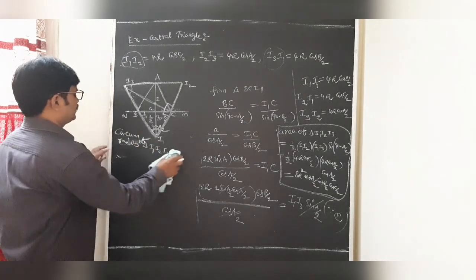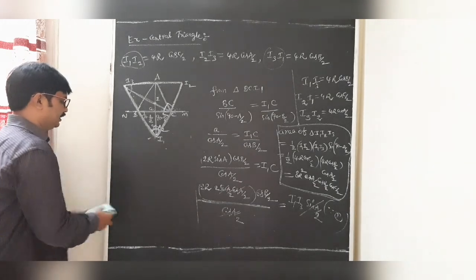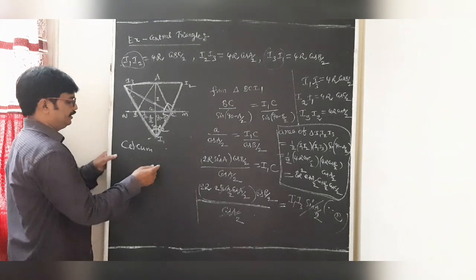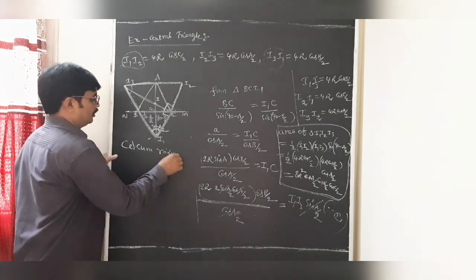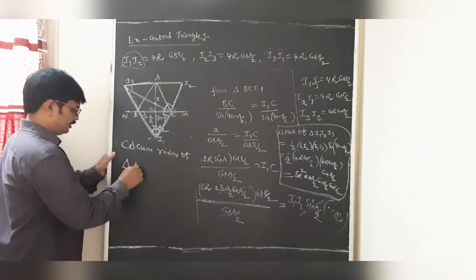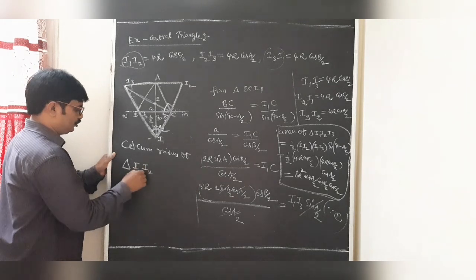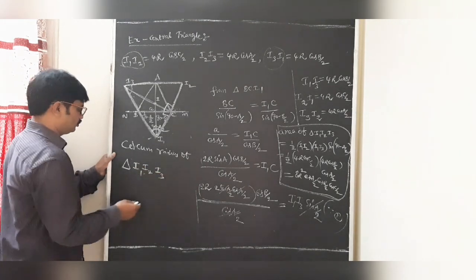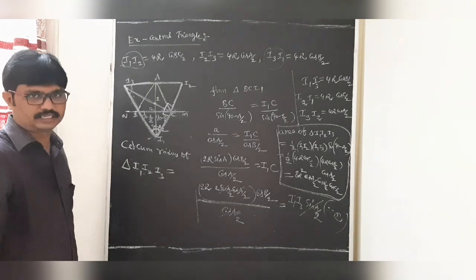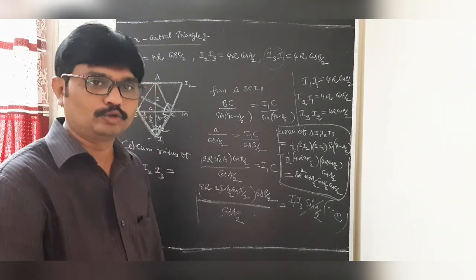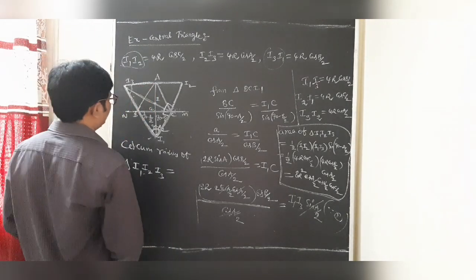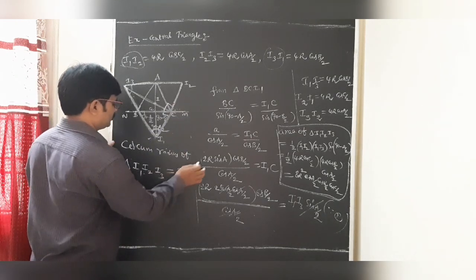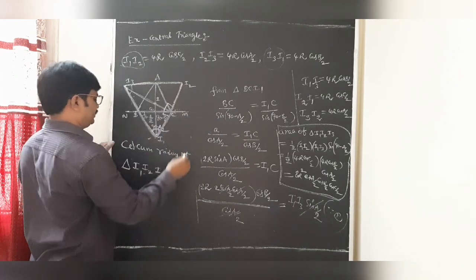What is the circumradius of the triangle I1, I2, I3? So how to find the circumradius of triangle I1, I2, I3? Right now we discussed it. What is that? A by 2 sin A. A is, when we are taking I1, I2, or we can take I2, I3.